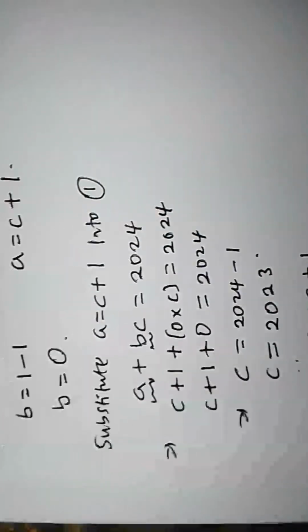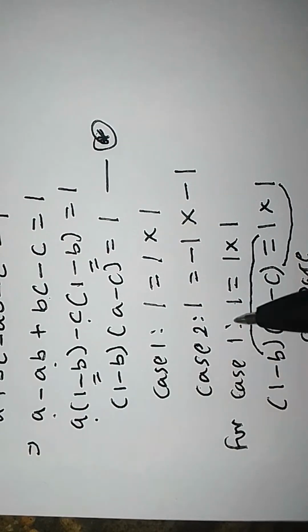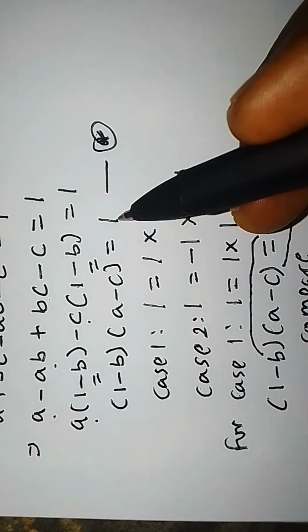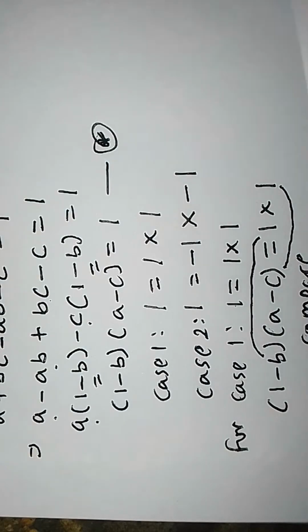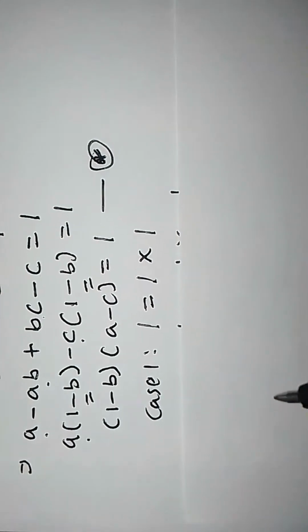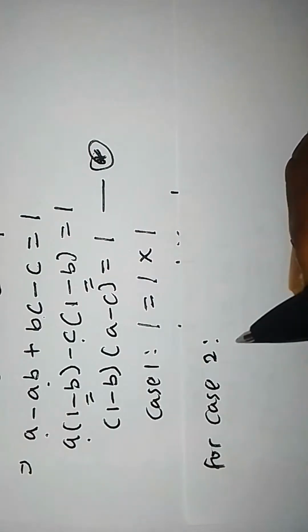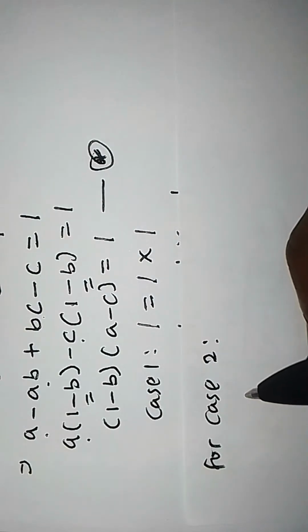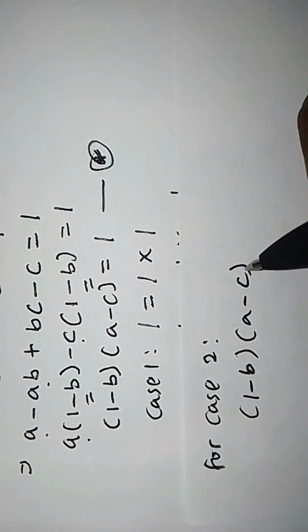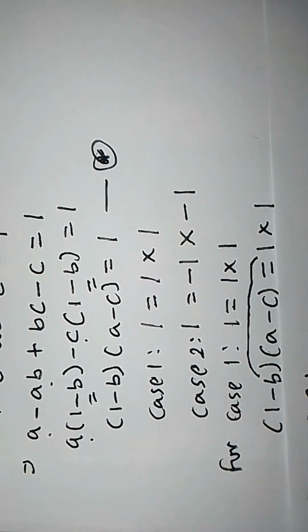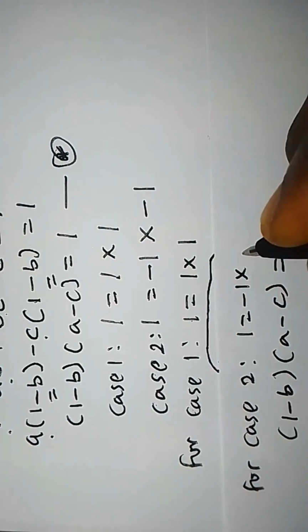Now, let us consider the second case, case 2. For case 2, we have to replace this particular one with minus 1 times minus 1. So let us do that now quickly. For case 2, from this equation, start again. 1 minus b times a minus c is equal to, and what we have to do for case 2 is that 1 is equal to minus 1 times minus 1.